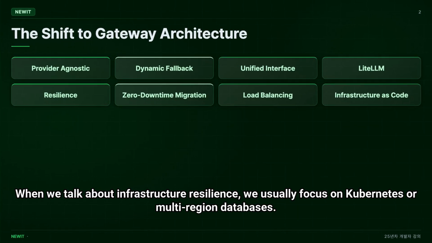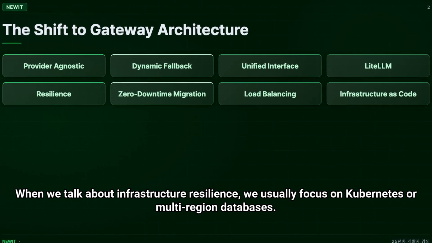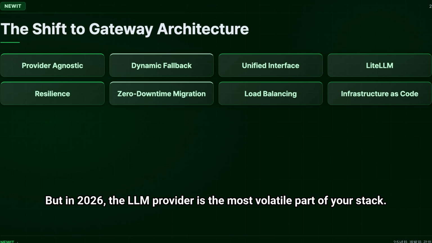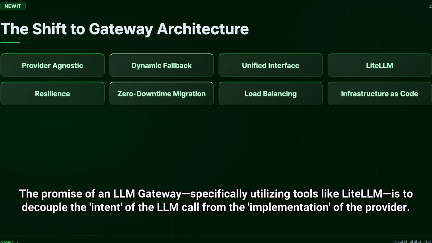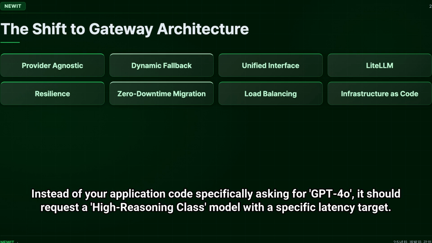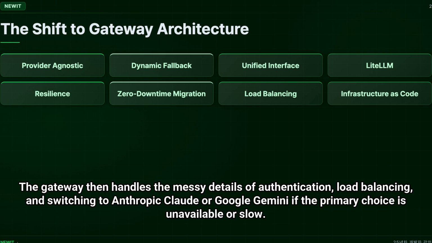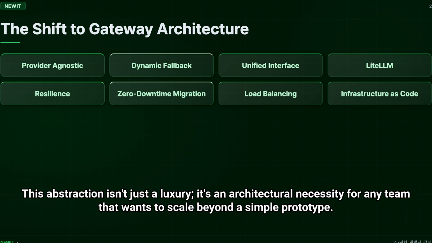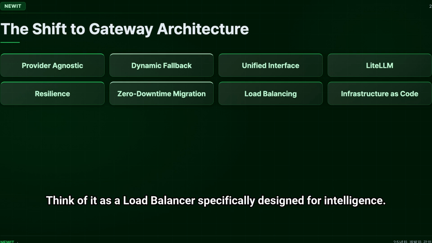When we talk about infrastructure resilience, we usually focus on Kubernetes or multi-region databases, but in 2026, the LLM provider is the most volatile part of your stack. The promise of an LLM gateway, specifically utilizing tools like LiteLLM, is to decouple the intent of the LLM call from the implementation of the provider. Instead of your application code specifically asking for GPT-4o, it should request a high-reasoning class model with a specific latency target. The gateway then handles the messy details of authentication, load balancing, and switching to Anthropic Claude or Google Gemini if the primary choice is unavailable or slow. This abstraction isn't just a luxury, it's an architectural necessity for any team that wants to scale beyond a simple prototype. Think of it as a load balancer specifically designed for intelligence.